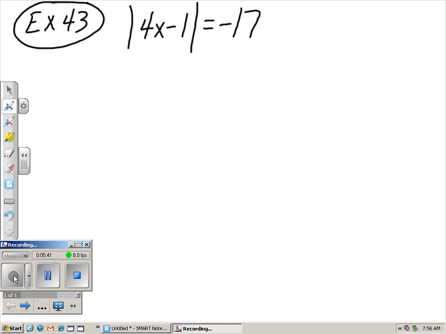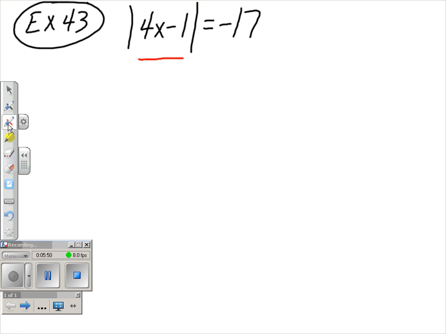All right, here's an interesting problem. This is to show you how to do exercise 43. Notice that the absolute value of 4x minus 1, it doesn't really matter what's inside, but the absolute value of something is negative 17. Well, think about that. Remember, we talked about absolute value. We said the absolute value of x could be how many steps from 0.